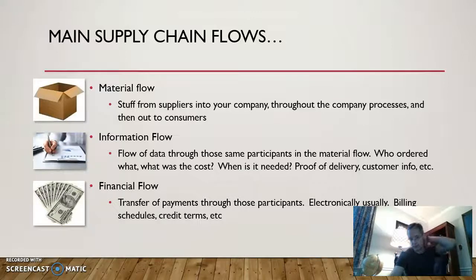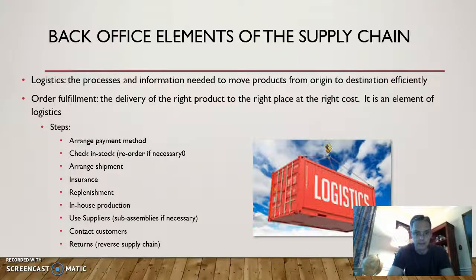In the financial flow, how are we transferring payments through all those participants? Making sure you get the electronic billing in right, making sure the billing schedules are correct. Are you 30 days out? Do you pay 60 days late? How are we going to manage all that? Put that all into the system. So there's a lot of back office elements of supply chain.